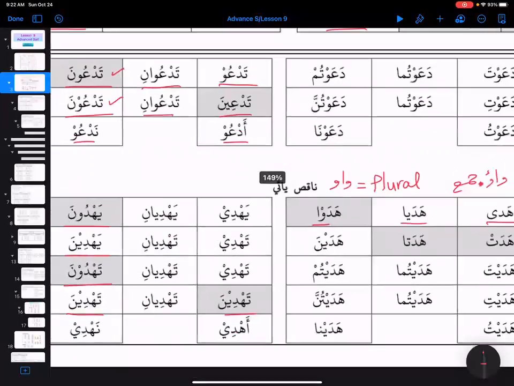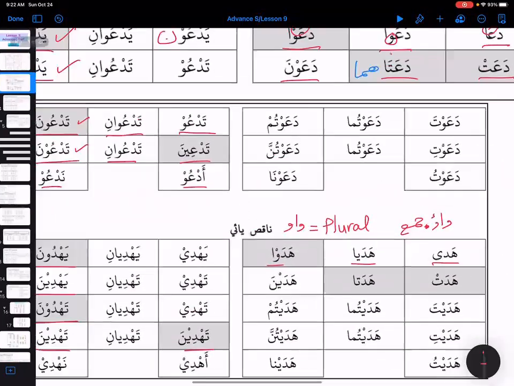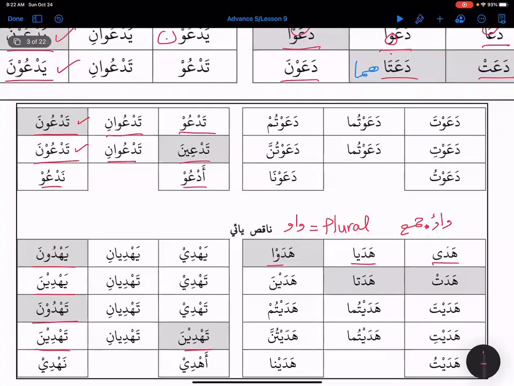And naqis yai. So hada is becoming hadaya, and at hum it is hadaw, because our weak middle root letter has fatha, so at hum it will be hadaw. And then hadat, the ya is dropped over here, hadata, and then hadaina. Hadaita, hadaituma, hadaitum, then it's easy.